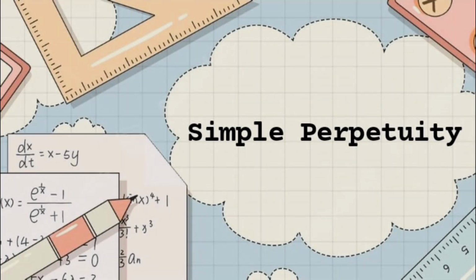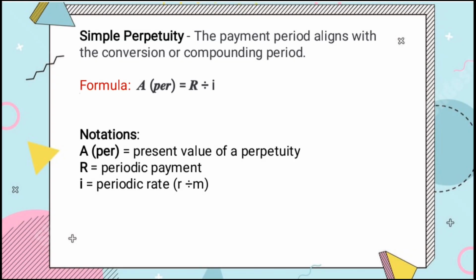Simple perpetuity. The payment period aligns with the conversion or compounding period. So, in a simple perpetuity, guys, you need to find the present value only. That will be your formula down there. Before we solve a problem, let us know the following notation, where R is the periodic payment, and last is the I.